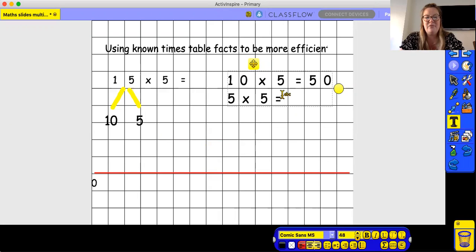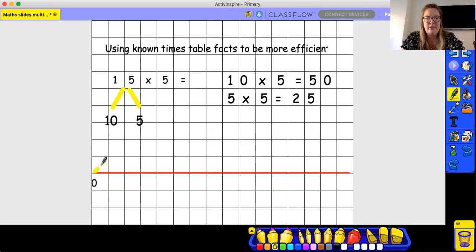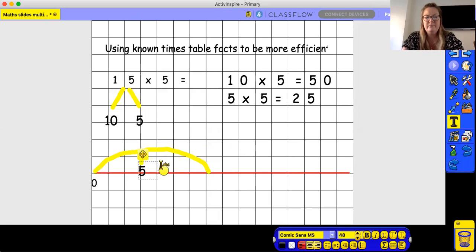Now, pause, count in 5s 5 times and tell your adults. Well done. 5, 10, 15, 20, 25. Very well done. Now we need to work out what 50 add 25 is. Let's start our number line. We can do a big jump of 50. And then next we can do 25.